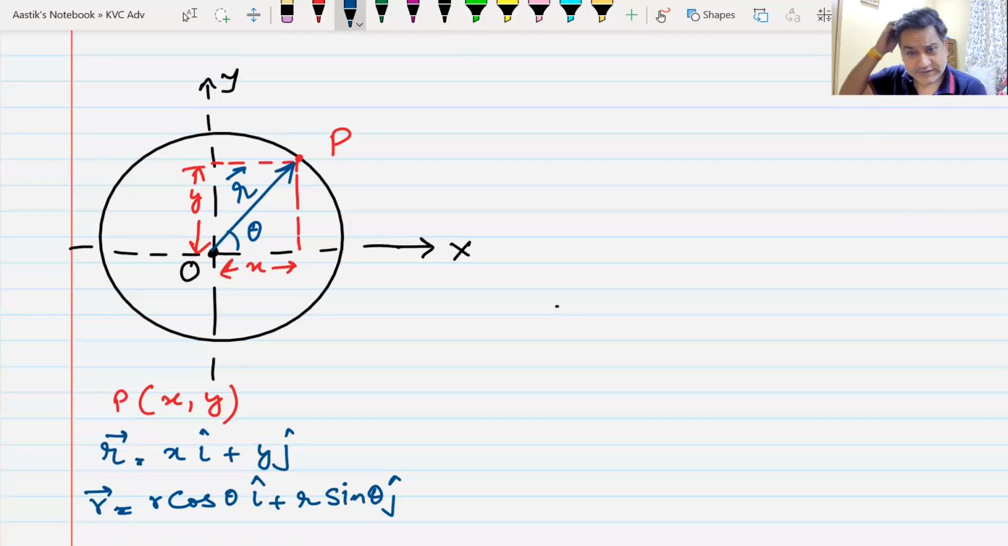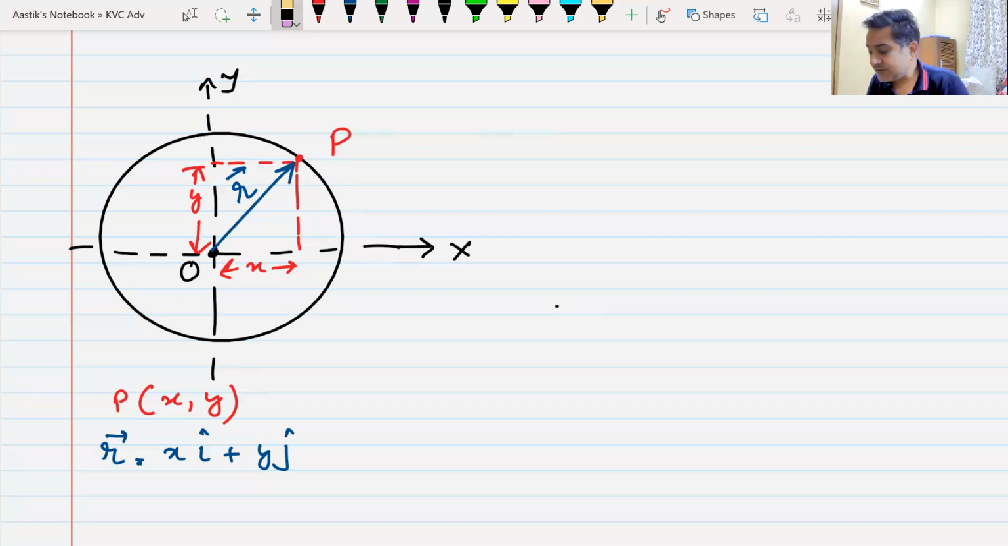Now you can obviously write it like this. What is the need of studying this differently? Let me just take this off. So I just don't want to introduce theta here. What is the need? I can just write it like this: r vector can be written as xi plus yj. There is no need to study circular motion differently.